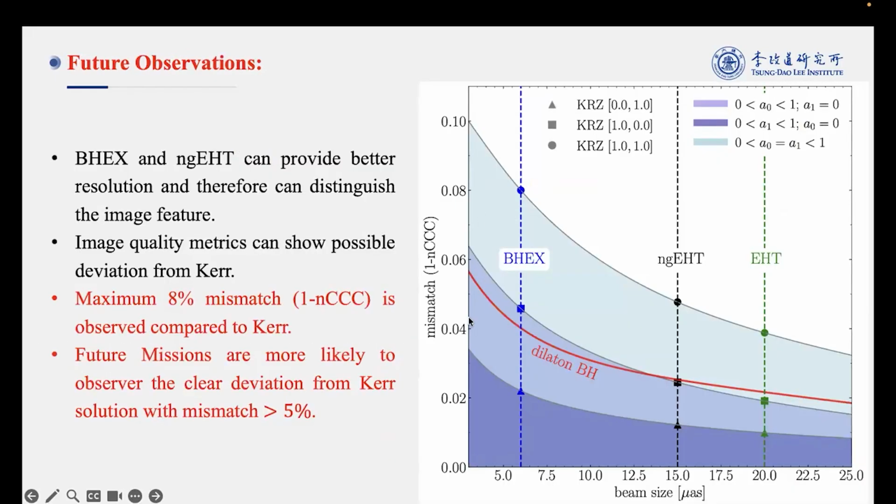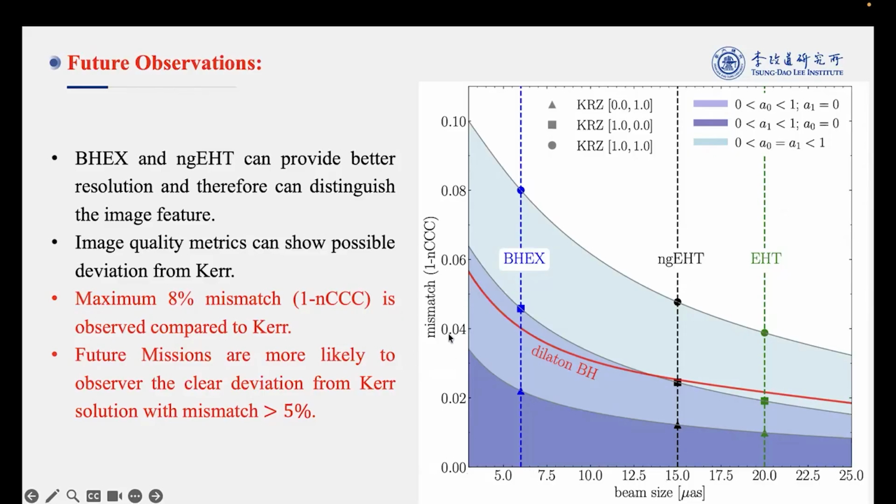So in this plot, what I'm showing on the y-axis is something called normalized cross correlation. What does it mean? It basically compares two black hole images. When you have a 0, it means the two black hole images are very similar to each other, and its maximum value can go to 1, where both images are completely different. And on the x-axis, I have beam size, which is the angular resolution of your telescope, as we have shown here, for EHT and Black Hole Explorer going from 20 to 15 to 6 microarcseconds.